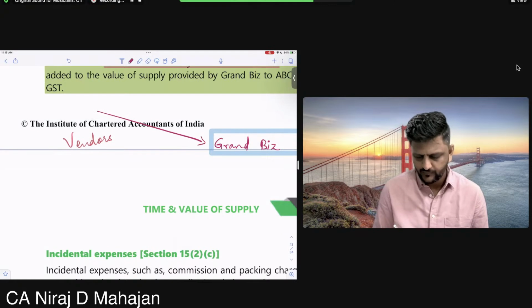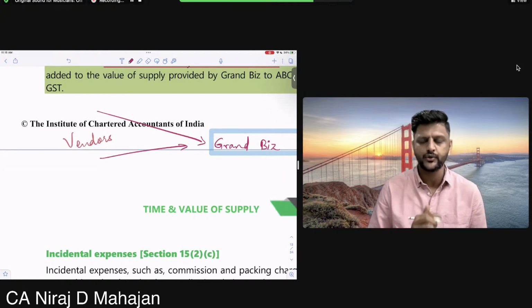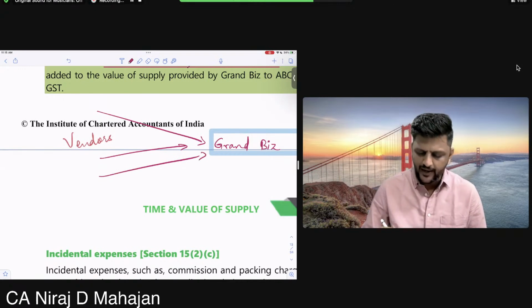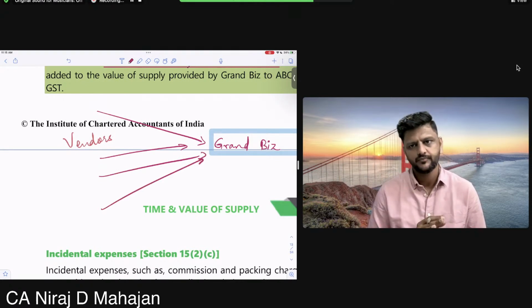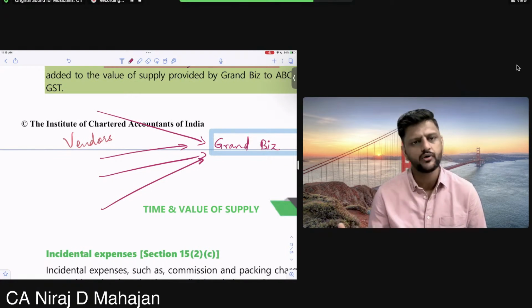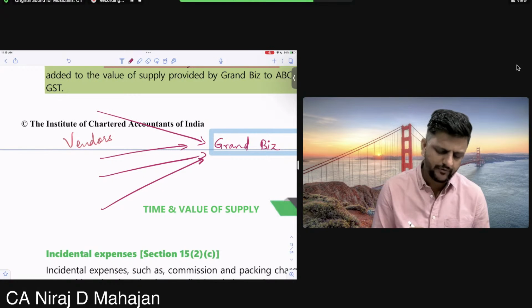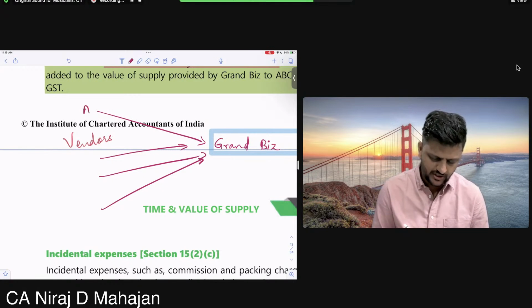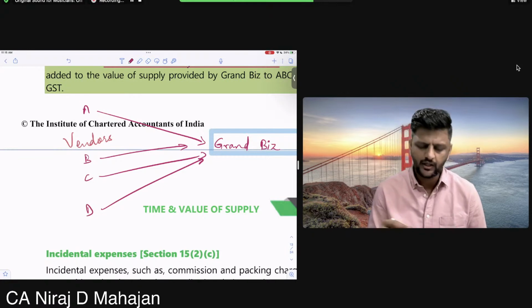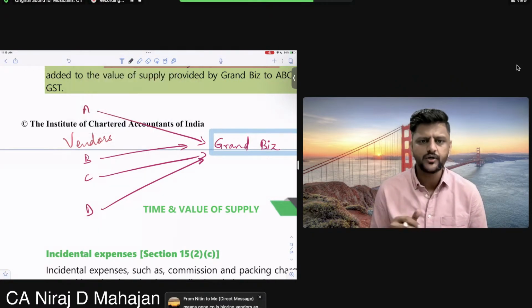So for security, they hire a security agency. They hire a flower decoration expert. They hire a DJ for the music system. They hire catering services of somebody, some restaurant or some hotel. Now there can be various vendors A, B, C, D. Clear till here? Now this must be understood.